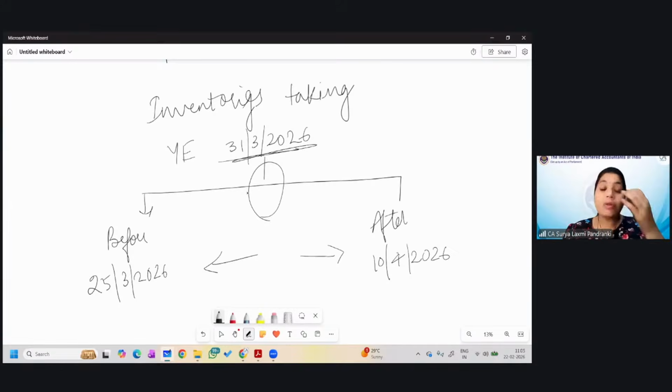But sometimes, closing down the business on the year end date might not be possible because you'll have to close down so many things on that day.